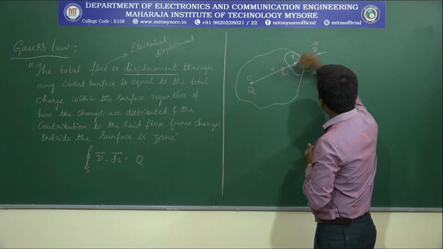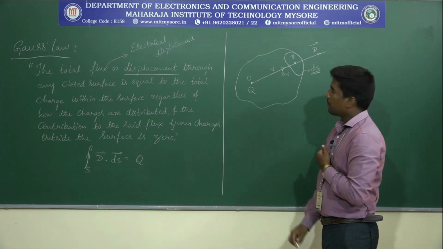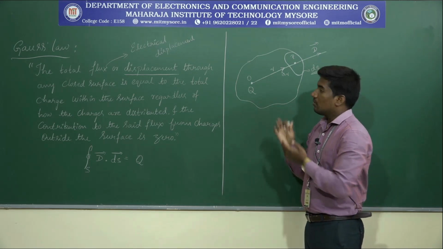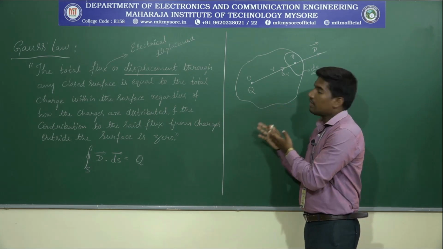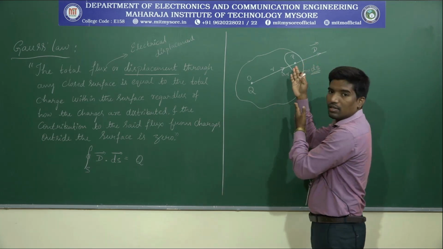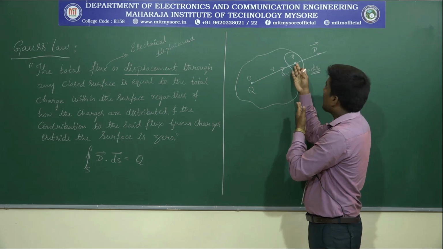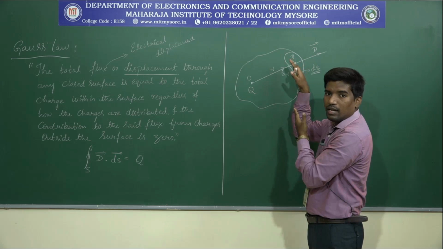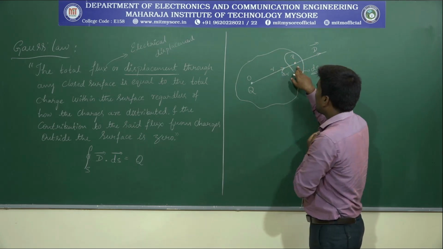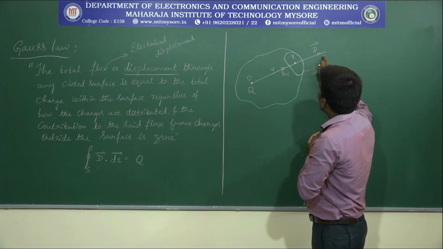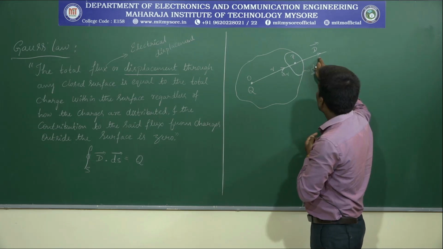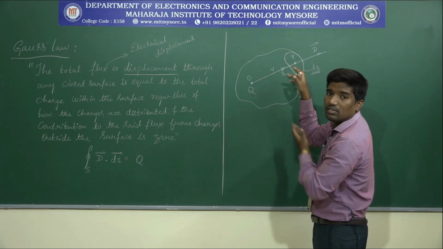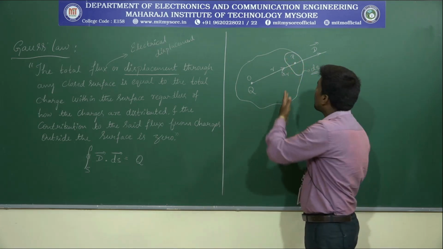Therefore D is also acting along this line. Now, in the previous session we have seen that electric flux density says that the number of flux lines passes through the closed surface area which is kept normal to the direction of fluxes. But here the direction of this electric flux density, flux line D, is not normal to this surface area ds, because this is an arbitrary shape which is not normal.